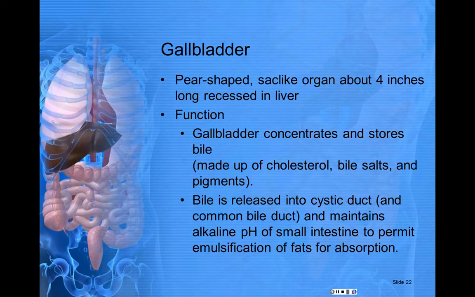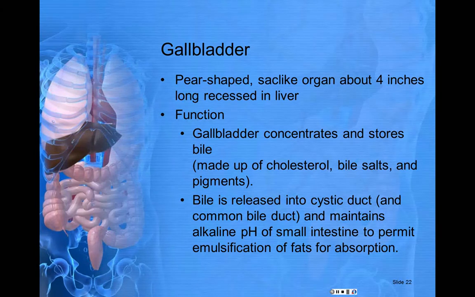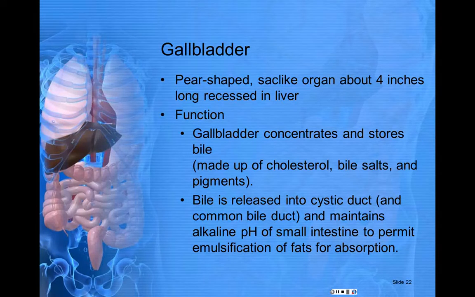The gallbladder is situated atop the liver, but kind of behind it. It's a pear-shaped sac-like organ, about 4 inches long, recessed behind the liver. Its function is to concentrate and store bile. The bile is made up of cholesterol, bile salts, and pigments.